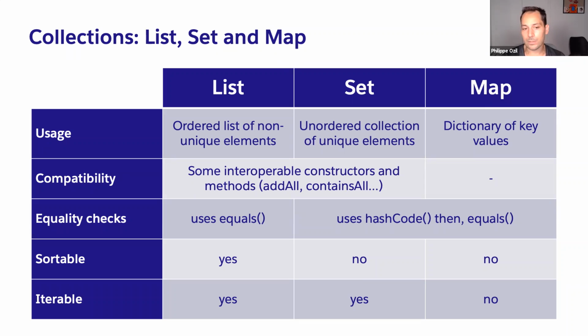A list is simply an ordered list of non-unique elements. This means that you can have the same element twice in a list, no problem. You can also have null elements, no problem. Sets, however, are a bit different. They behave a bit like a list, but they only contain unique elements. If you try to add the same element twice to a set, it will only appear once in the set.